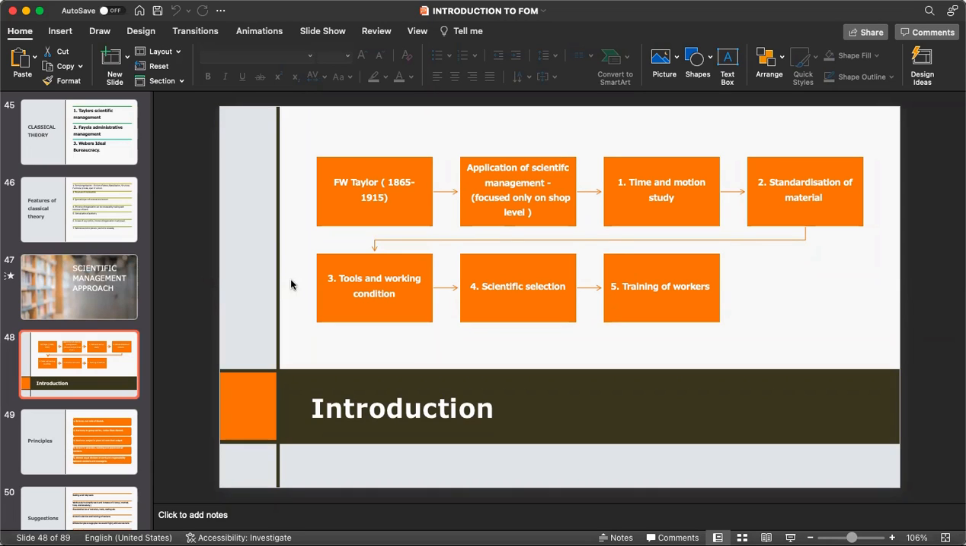So scientific selection means scientific selection of worker, scientific selection of machinery, scientific selection of technology. Any resource that the company is going to opt for should be based on some analysis, and that analysis will come under scientific analysis. It means there should be some solid reason behind changing any technology, any machinery, any worker in the organization.